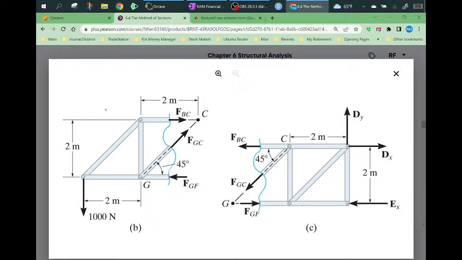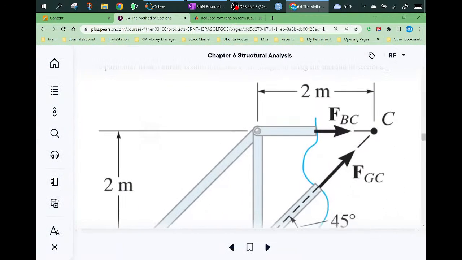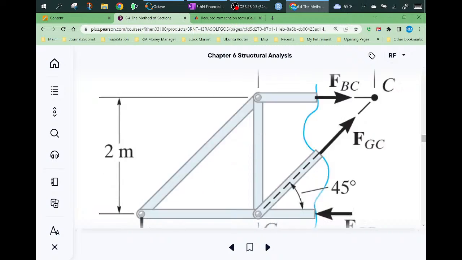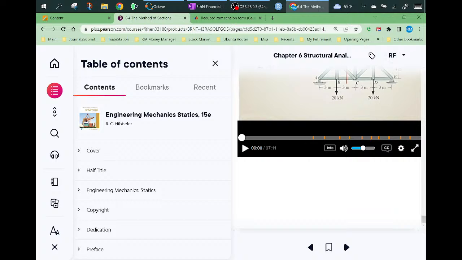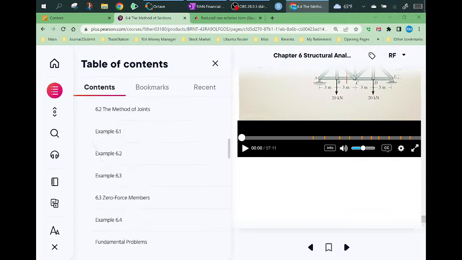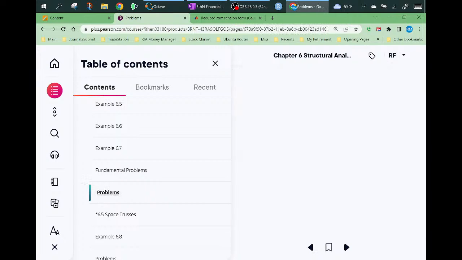Sorry. So sections make it easy to do larger problems. Here, let's just pick one that he might want us to do instead of making one up. Fundamentals, I don't know. The fundamentals, I think, have the actual solutions on.